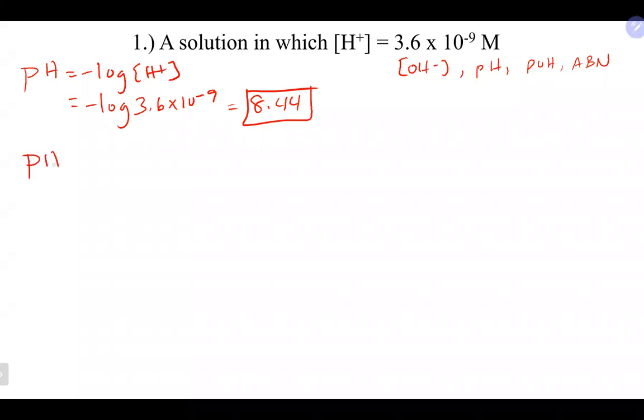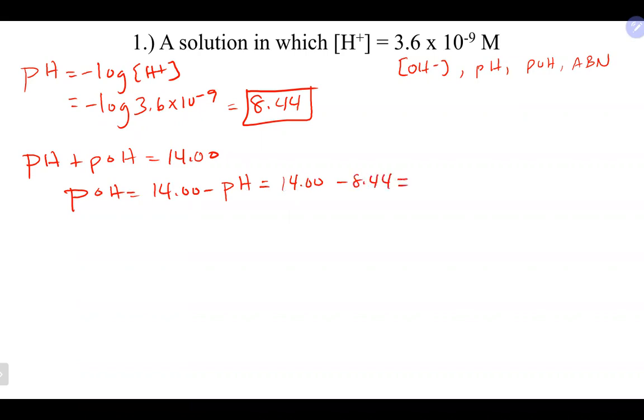I'm going to use that the pH plus the pOH equals 14. That means that the pOH here would be 14 minus our pH, and that would give us 14 minus 8.44, and that would get us 5.56 as our pOH. Any question on those two? At this point, once again, you could still use Kw to get to the OH minus, but I'm going to do the other calculation here.